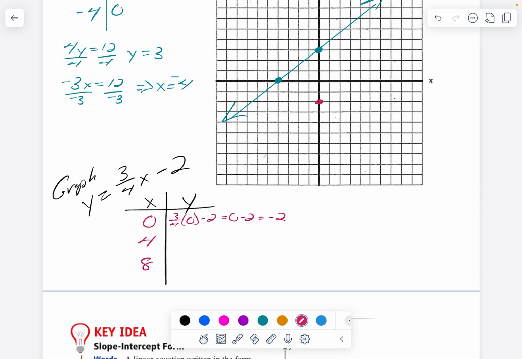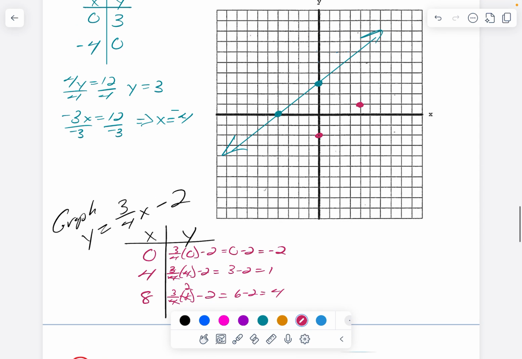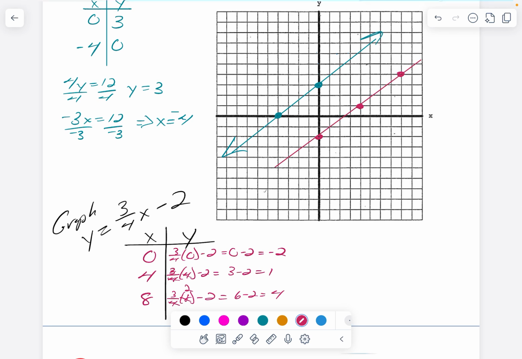So 3/4 times 0 minus 2 is just 0 minus 2, or negative 2. So 0, negative 2, there's 1 point. If we plug in 4, that is 3/4 times 4 minus 2, which is 3 minus 2, or 1. So 4, 1, there's a point. And 8 is going to be 3/4 times 8 minus 2, or in other words, 6 minus 2, which is 4. So at 8, 4, 5, 6, 7, 8, 1, 2, 3, 4, there we go. All right, so our 3 points are in a row. All looks good.